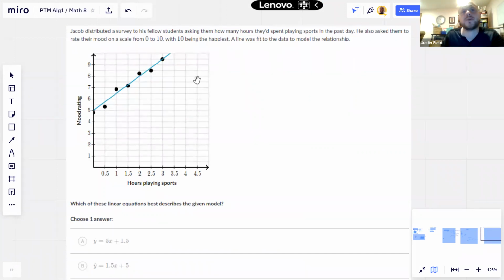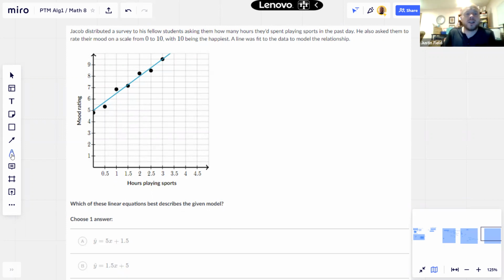By the time we talk about Jacob distributing a survey to his fellow students, asking them how many hours they spent playing sports in the past day. He also asked them to rate their mood on a scale of 0 to 10, with 10 being happy. Cool. That's fun. All right, so which of the following linear equations best describes the given model?